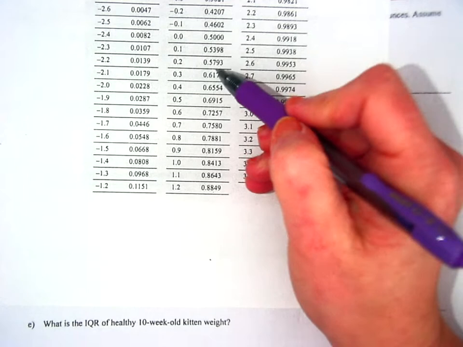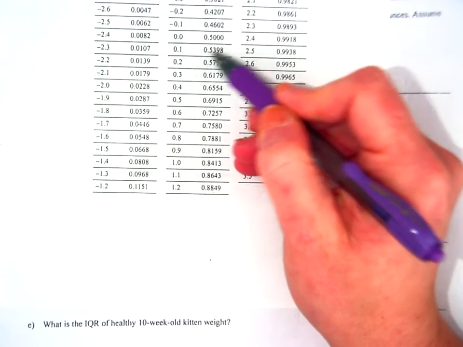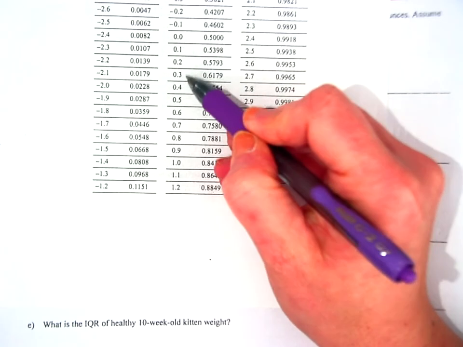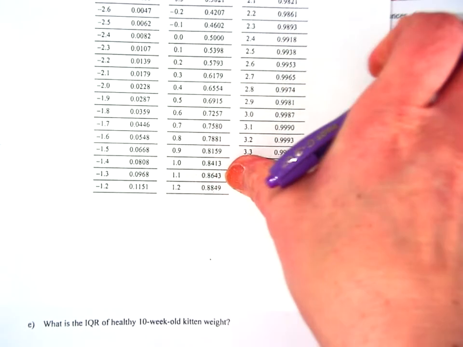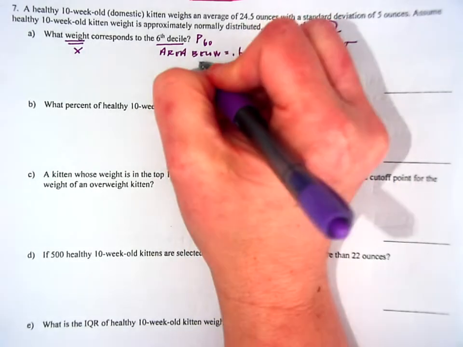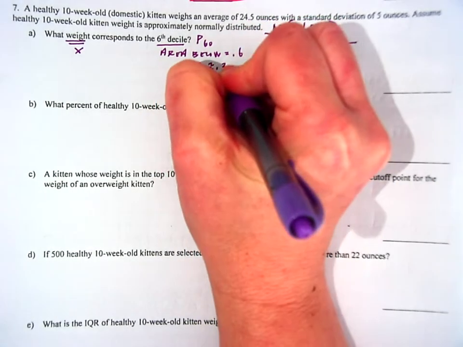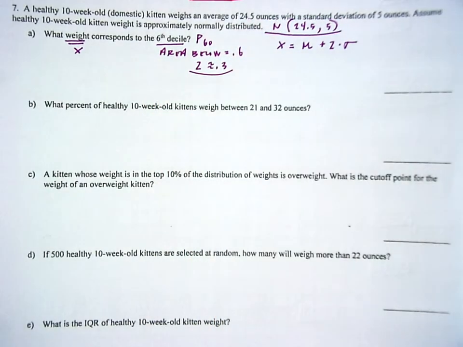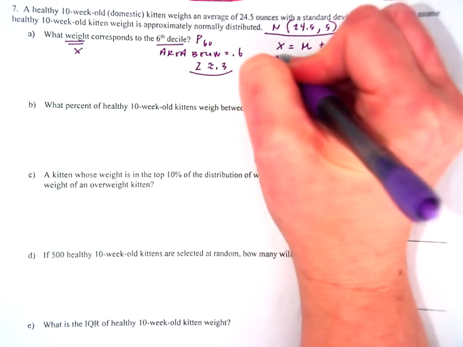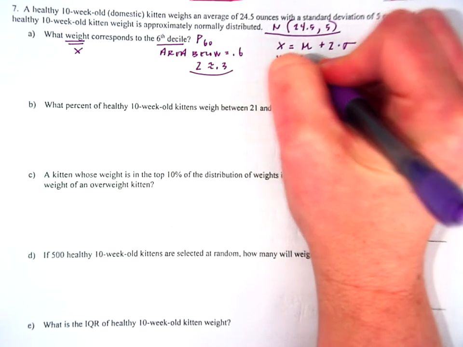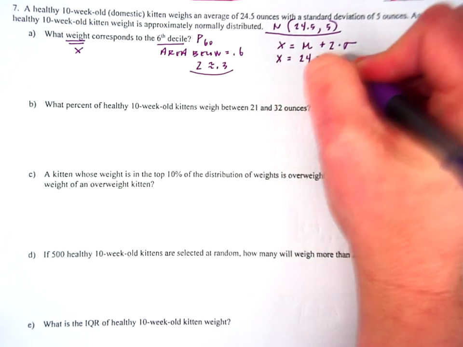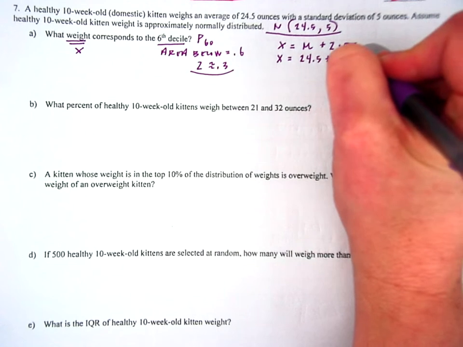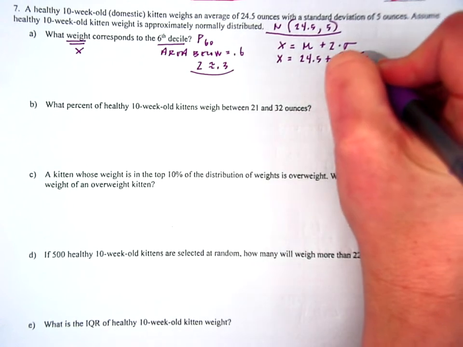So if I look for an area of 0.6, that puts me right about in here. And which one is it closer to? It's closer to the 0.3. So we're going to go with a z-score of 0.3. I know my mean, I know my standard deviation. I needed my z-score to find the x value, the observation, which is weight in this context. So x equals the mean, 24.5, plus the z-score of 0.3 times the standard deviation, which was 5.